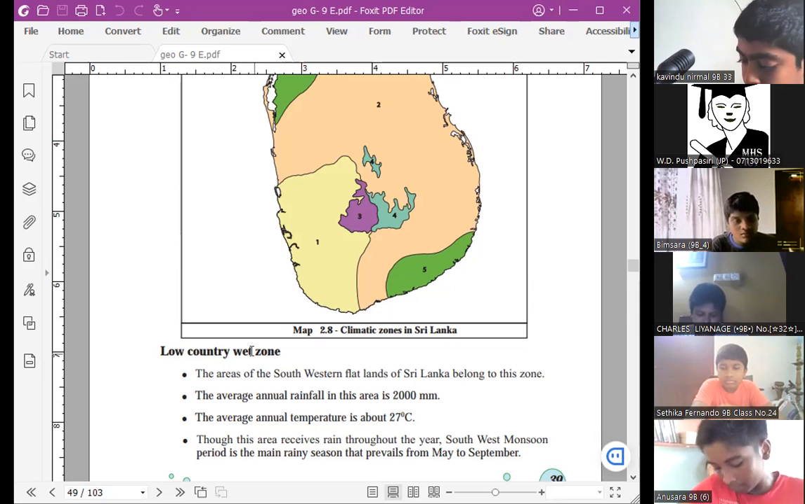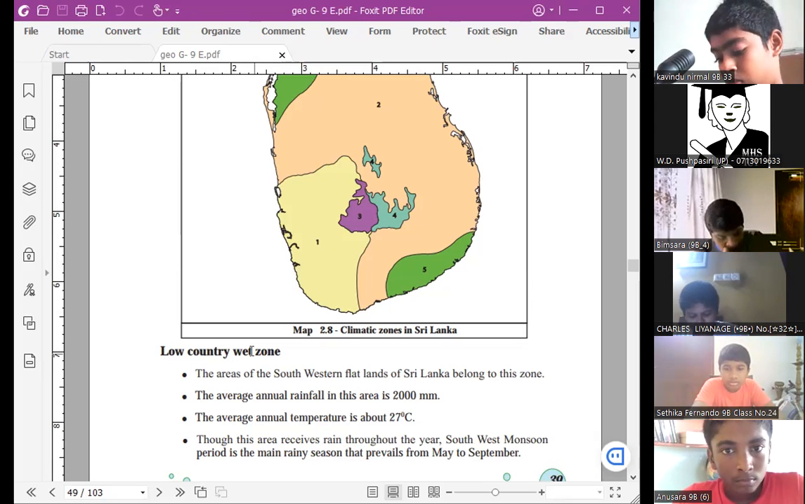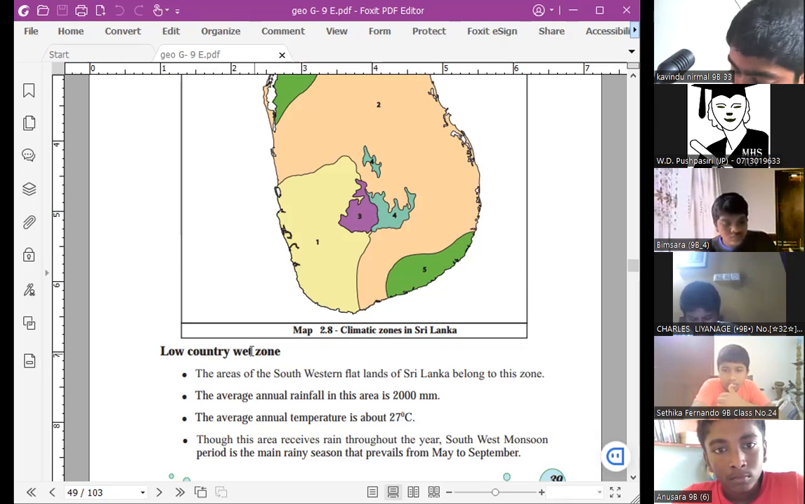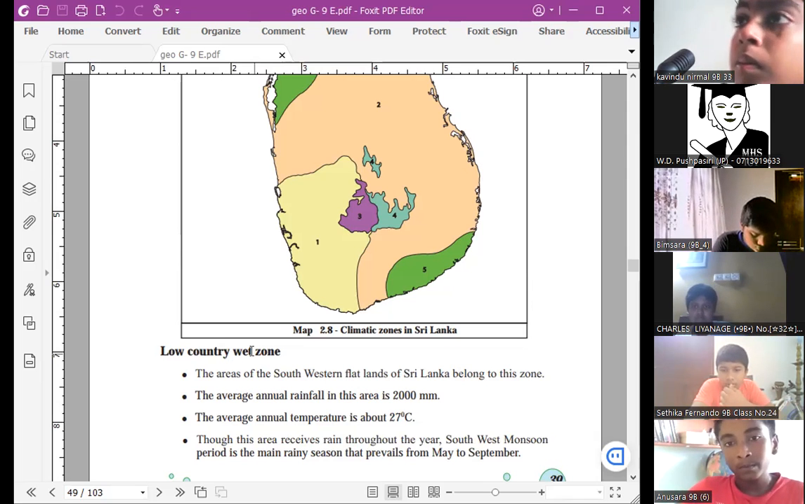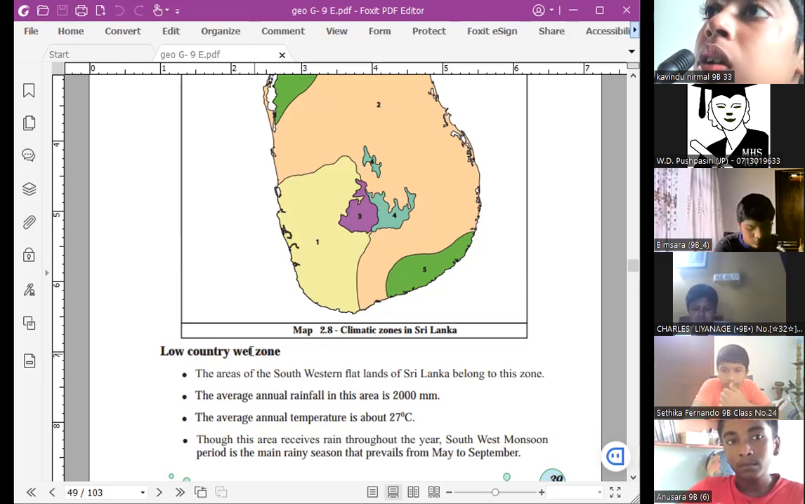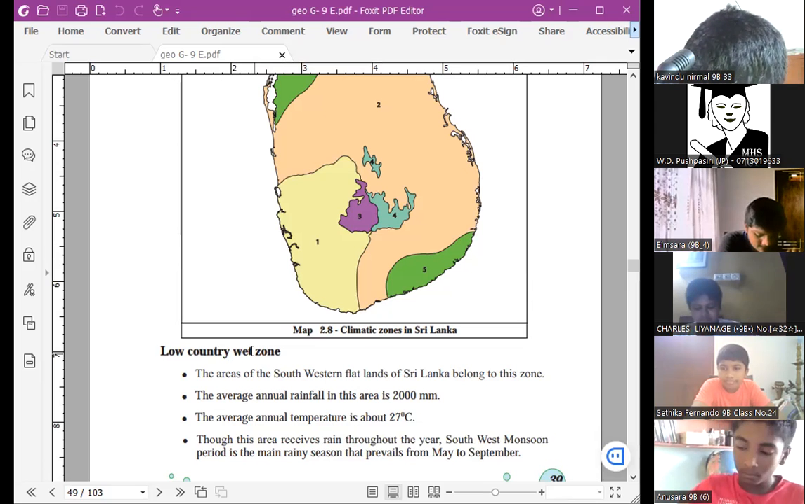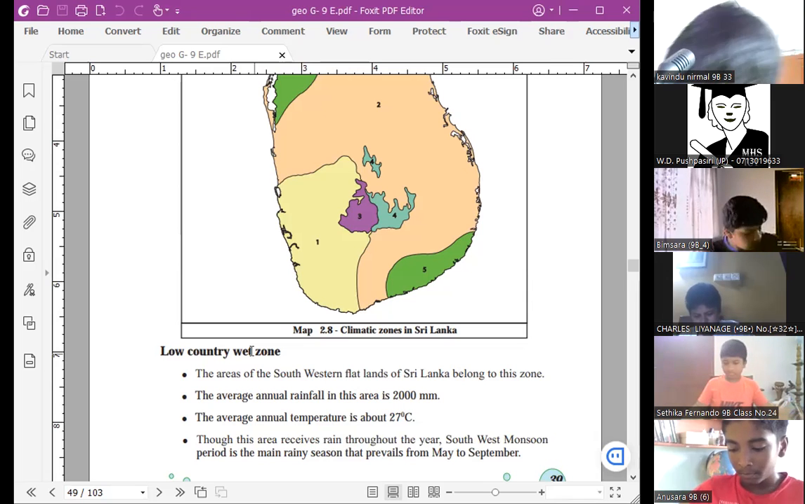Okay, so what are the features? What are the things that we can see in that area, right? There are points mentioned here in your book, right? The area of the south western flat land of Sri Lanka belongs to this zone. What is the area? Southwestern flatland of Sri Lanka. Right, southwestern. Okay, so we will write down low country wet zone as the heading, and subheadings, and point by point we can write down, right?